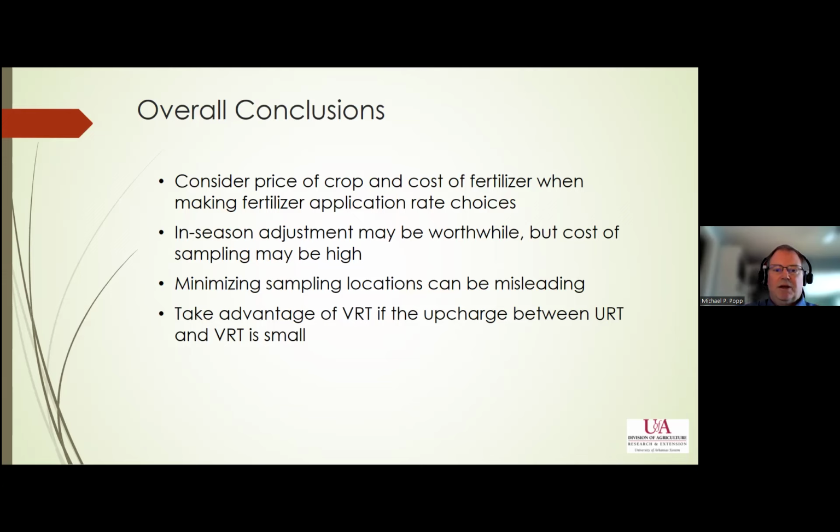Minimizing sampling locations can be misleading. That's the 5 samples per 65-acre field versus 8 or 12. And then, in my opinion, take advantage of VRT if the upcharge between URT and VRT is small.